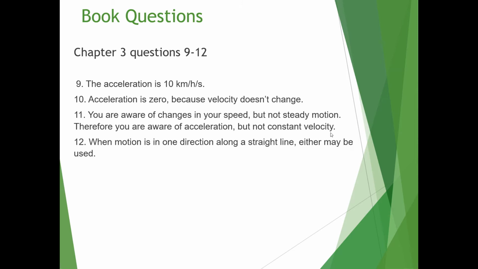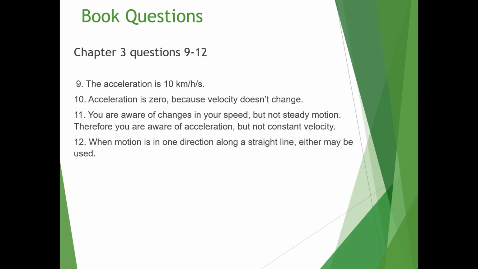Okay, so questions from the book. You had questions 9 through 12. So the answers are, for number 9, what was the acceleration of a car moving along a straight road that increases its speed from 0 to 100 kilometers per hour in 10 seconds? And the acceleration is 100 minus 0 divided by 10, which gives you 10 kilometers per hour per second.